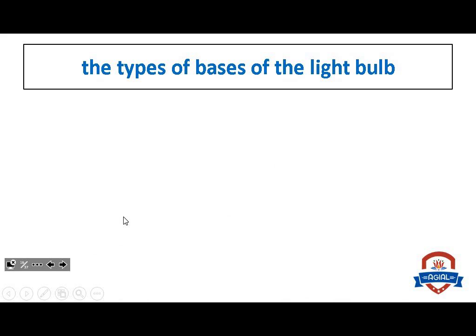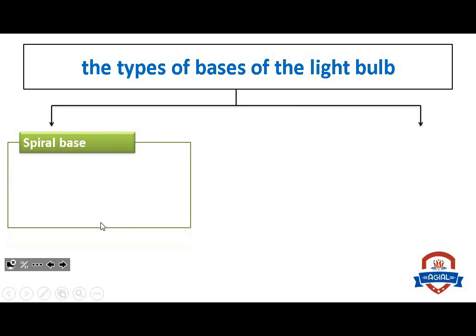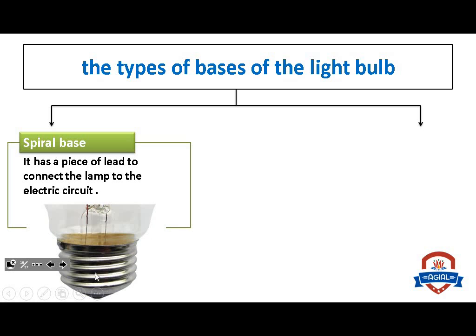The types of bases of the light bulb. There are two types of bases of the light bulb. Spiral base. It has a piece of lead to connect the lamp to the electric circuit, as we see. So it's called spiral base. This is a piece of lead to connect the lamp to the electric circuit.